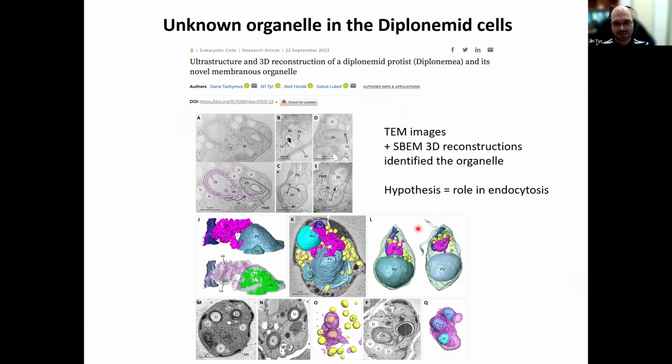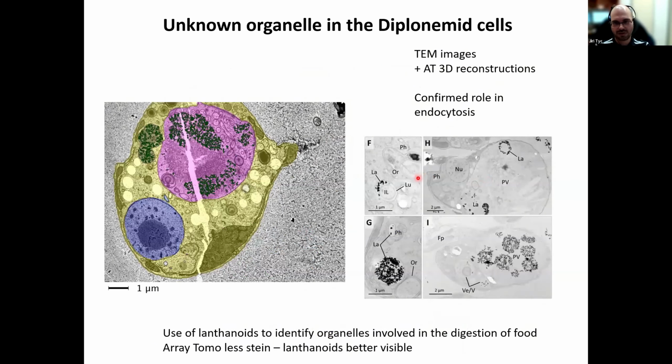It was a bunch of vesicles and stacks of tubules, and it was never really seen in any other organism. The hypothesis was that it has a role in endocytosis because it was generally close to the cytopharynx, where the endocytosis starts. To address this, we tried to feed them with some electron-dense material. Normally nanogold is used, but the nanogold was precipitating, probably because these are saltwater ones.